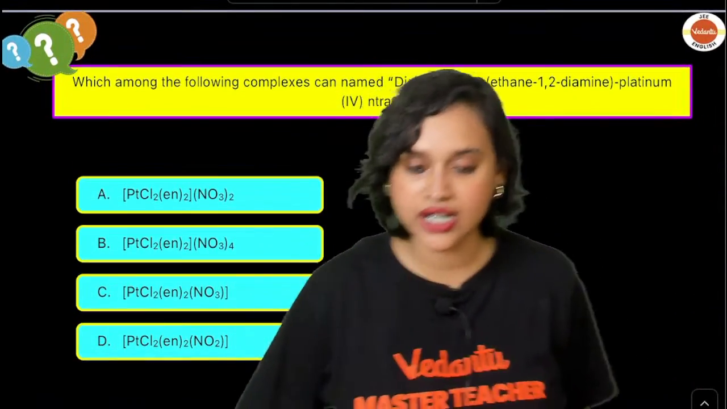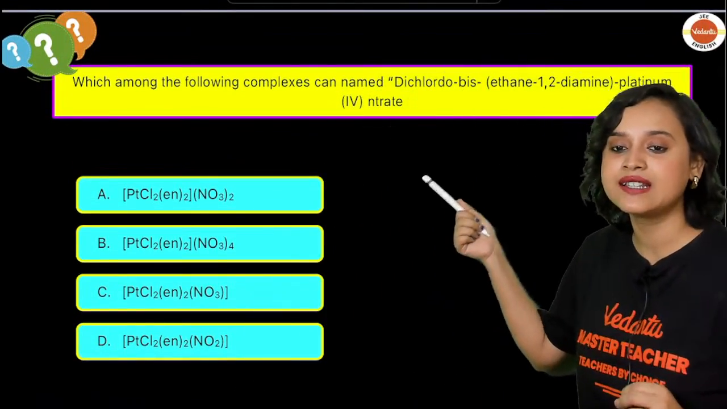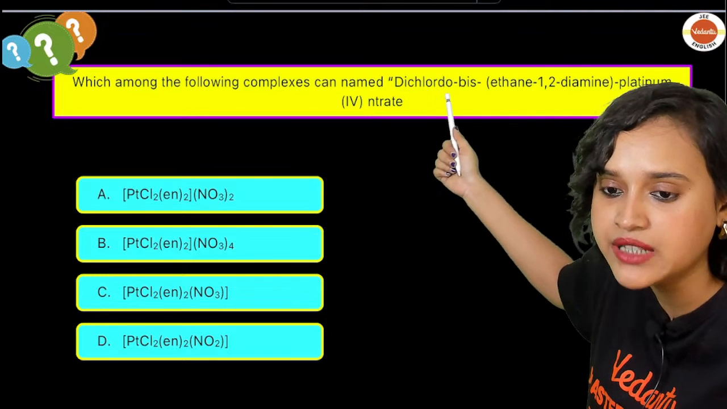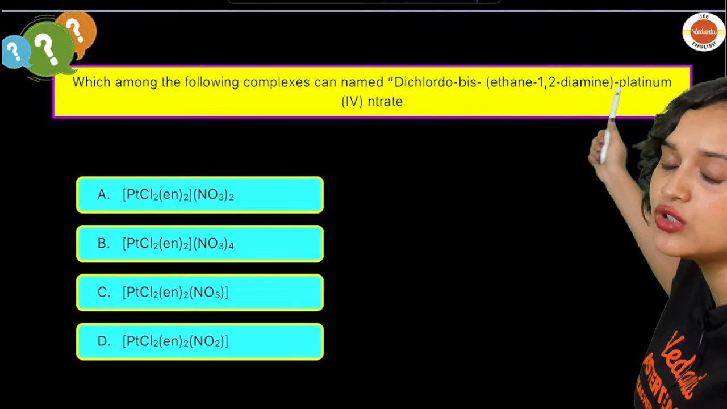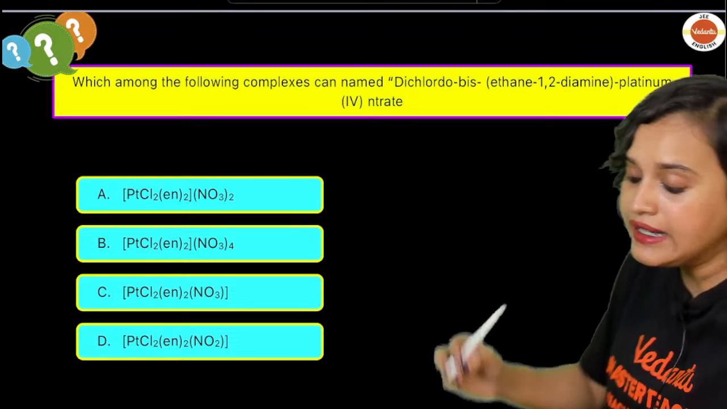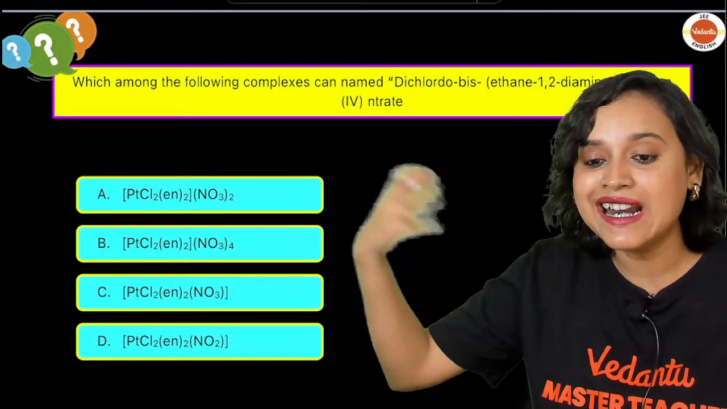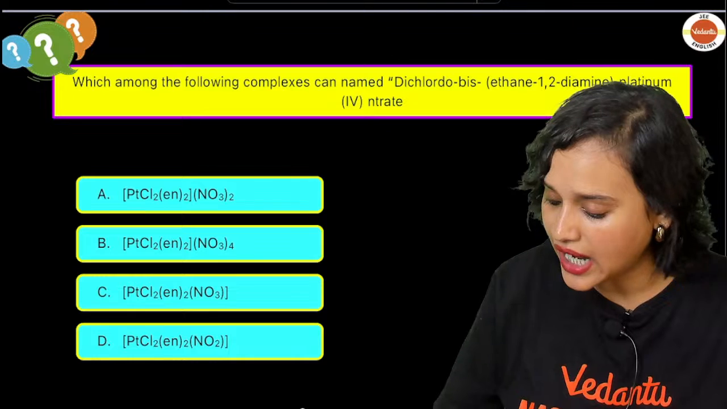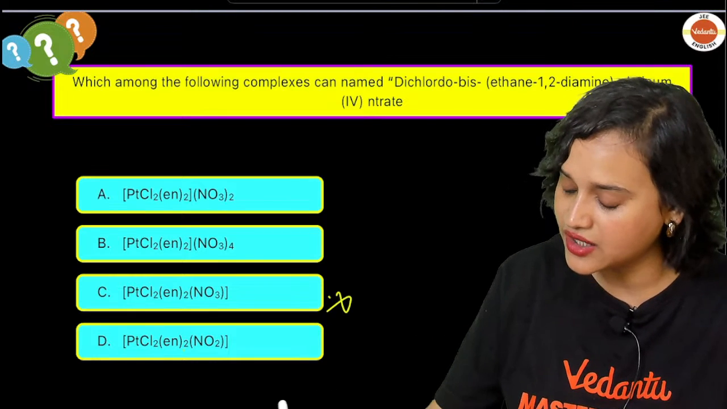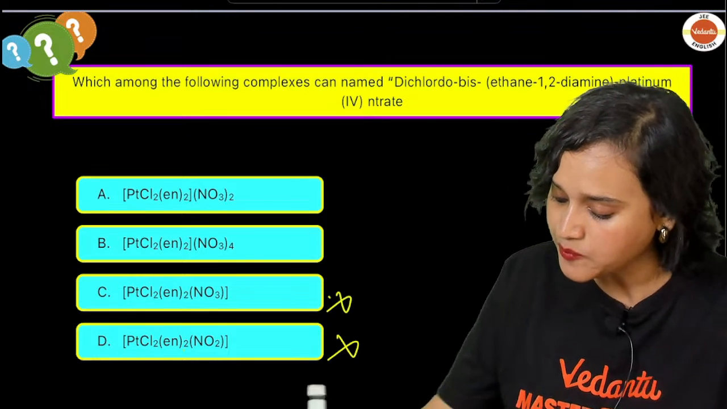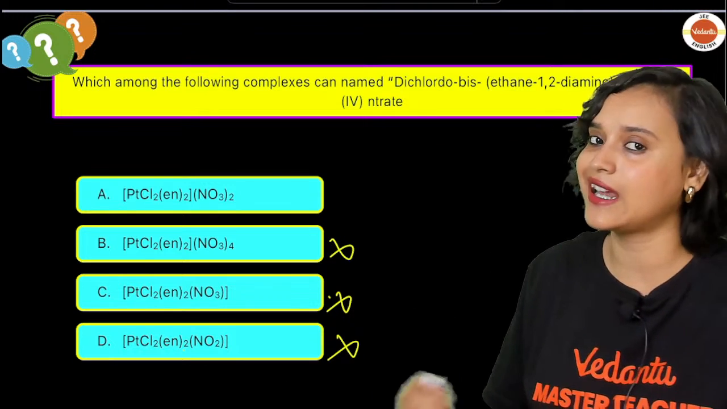The next question is, which among the complexes can be named dichlorido bis(ethane-1,2-diamine)platinum(IV) nitrate? So wherever nitrate is outside. See, in this one nitrate is inside, so this is not the answer. In this one nitrate is inside, this is not the answer. In this one also nitrate is inside, not the answer.